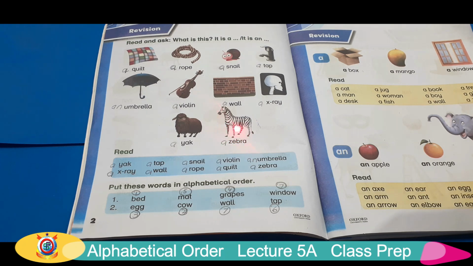Now we all revise one time. Come on, read with me. I will revise them all. A quilt. A rope. A snail. A tap. An umbrella. A violin. A wall. A X-ray. A yak. A zebra. Very good, students.